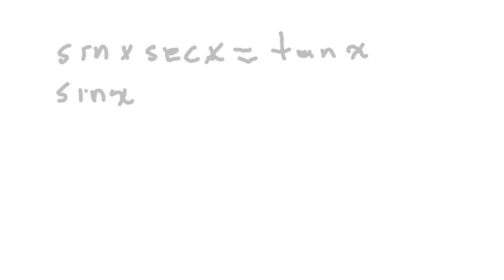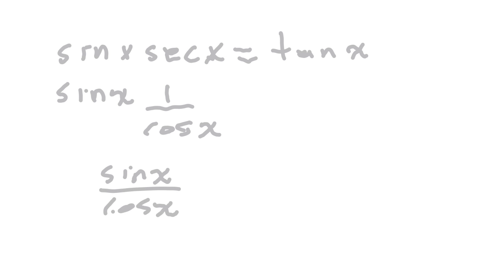And, well, what is secant? Secant is, from the other video, 1 over cosine. Then sine x over cosine x is what you get when you multiply these two. And sine x over cosine x is tangent x. That proves that this does equal the right side. So you're done. That was super simple.